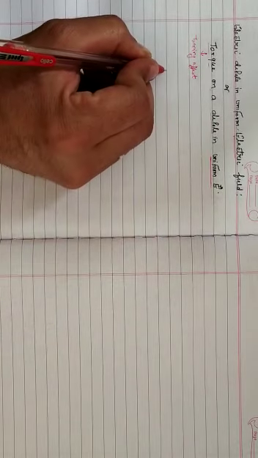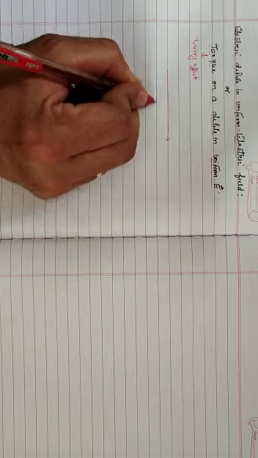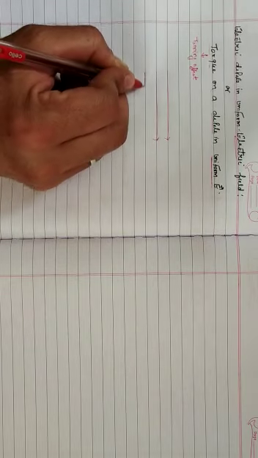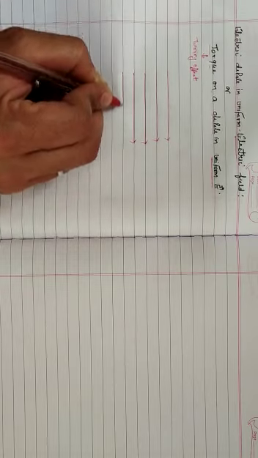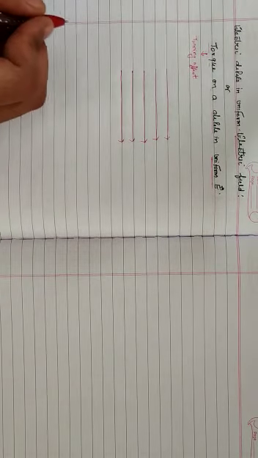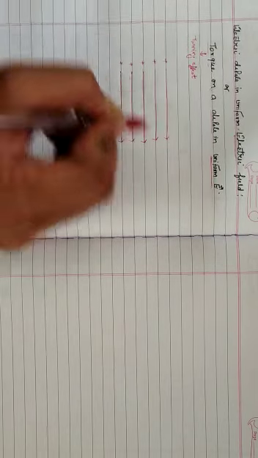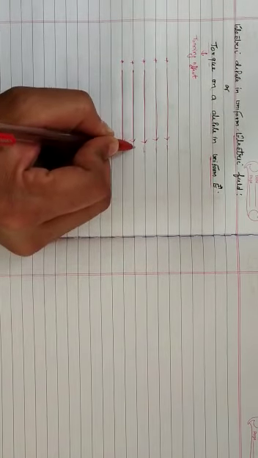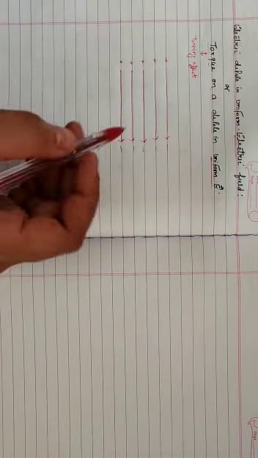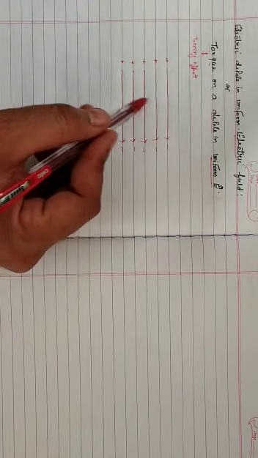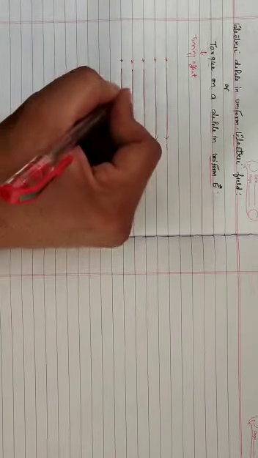So a uniform electric field is represented by equispaced, unidirectional parallel lines. This is the region of uniform electric field. Suppose we have a positive charge here and a negative charge here. Electric field lines start from the positive charge and end at the negative charge. So this is the region of a uniform electric field. Now in this uniform electric field we will place a dipole.